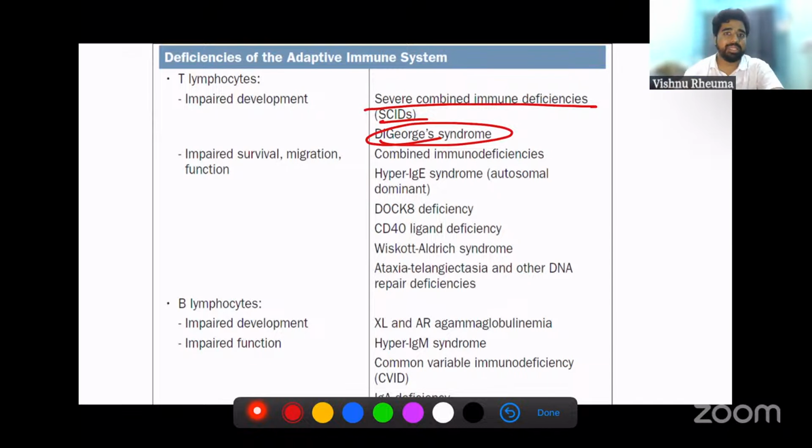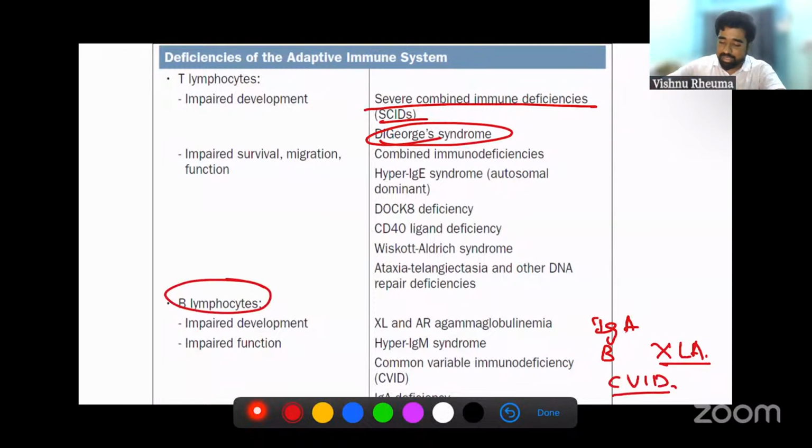Although both T cells and B cells will be low, it's mainly firstly the T cells and then the B cells. Then also B lymphocyte defects like your IgA deficiency, your Bruton's agammaglobulinemia or X-linked agammaglobulinemia. Then you have your common variable immunodeficiency. All of these are your B cell defects, and all of these T cell defects are also there.